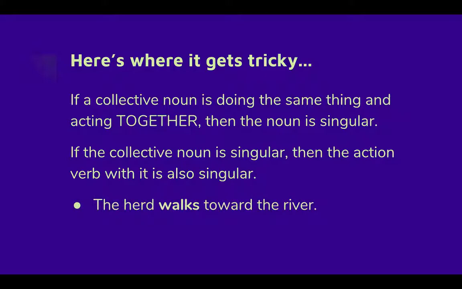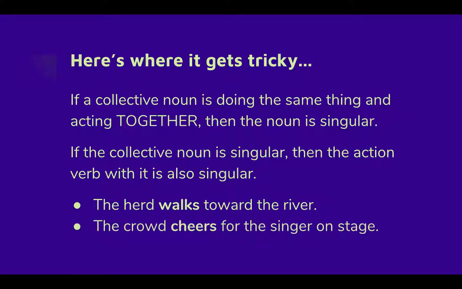For example, the herd walks toward the river. I can replace the word herd with he: he walks toward the river, and that makes sense. Same with the crowd cheers for the singer on the stage. To make sure that it's acting as one, I can replace the word crowd with he. So he cheers for the singer on stage. That's how it is acting as one person or one group.